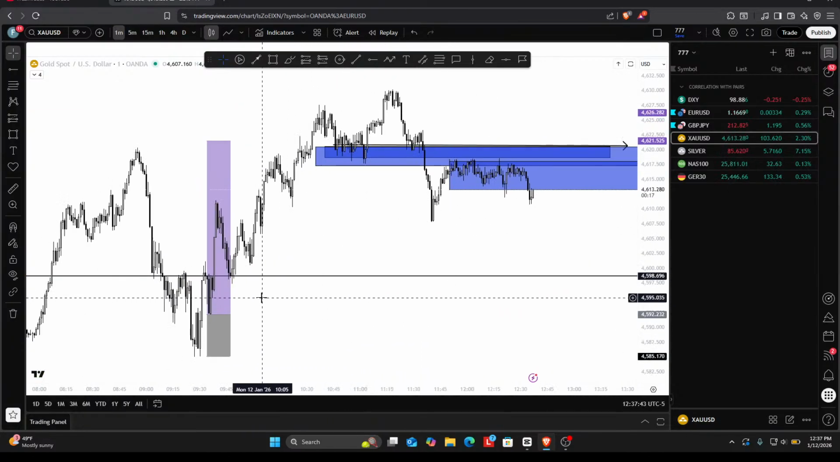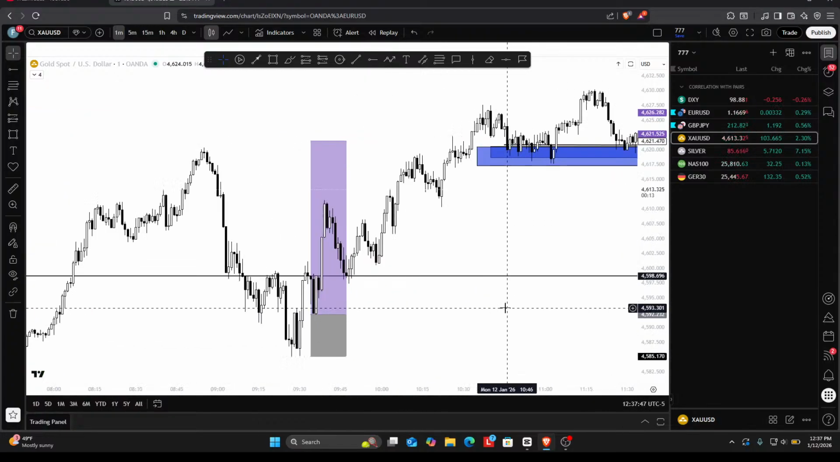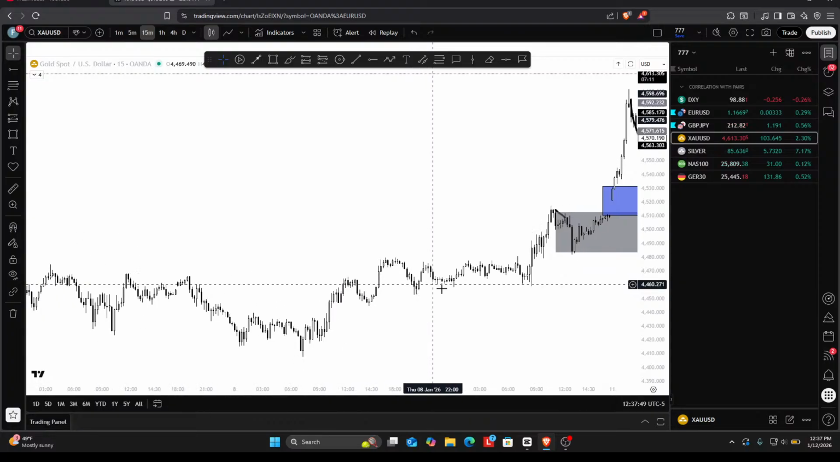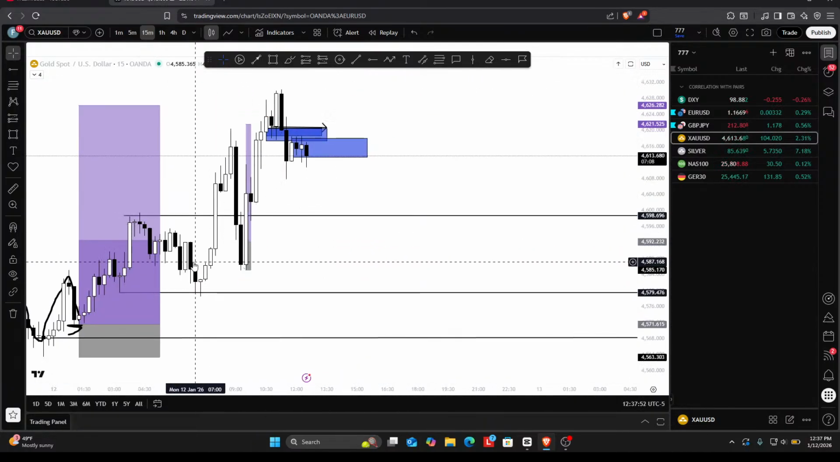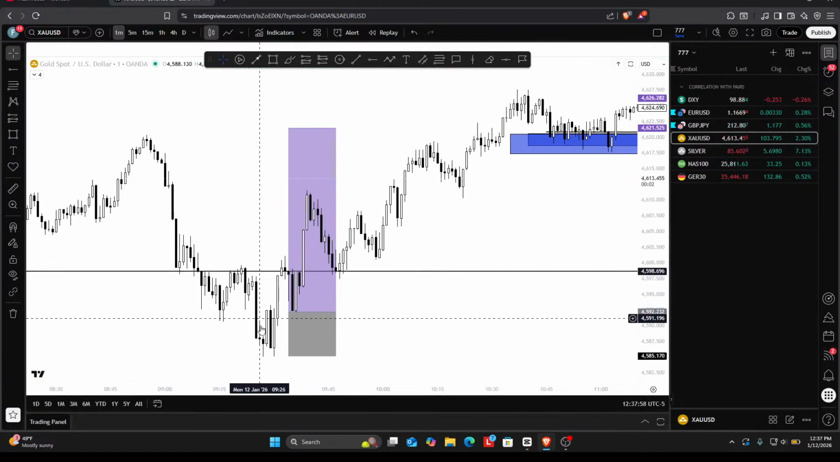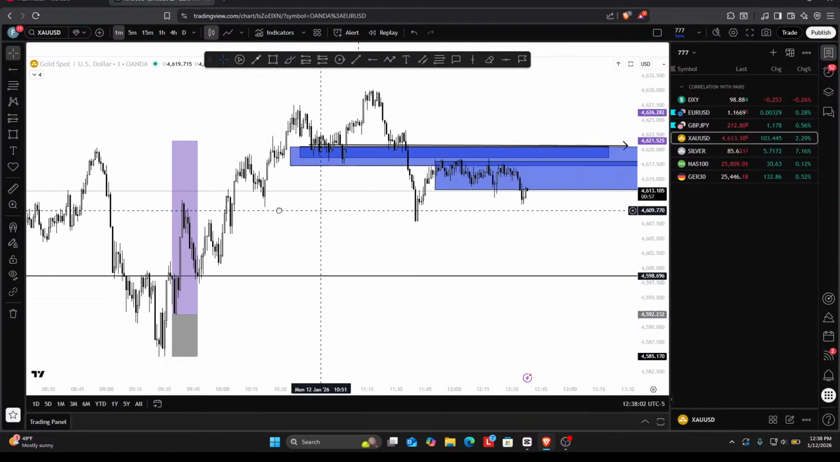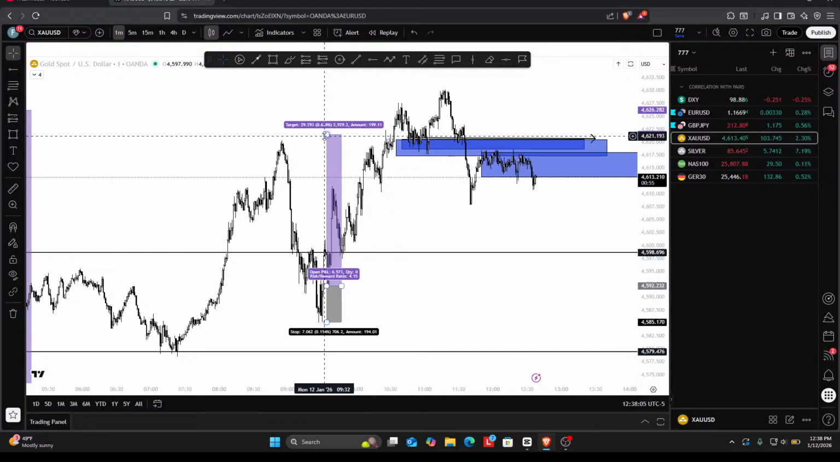Really clean plays today, especially this one right here. That was pretty clean. It went higher high, higher low, higher high. Price came back down in that area. Boom, broke structure, lower low, lower high, lower low. And then boom, right there. Clean up. Done for the day.